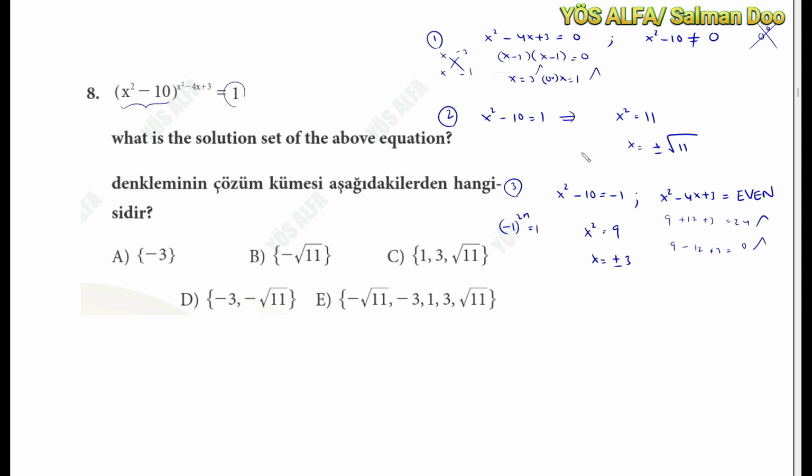So our solution set is going to be 3, 1, plus or minus square root of 11, and minus 3 here, since plus 3 is already counted. So our answer is E.